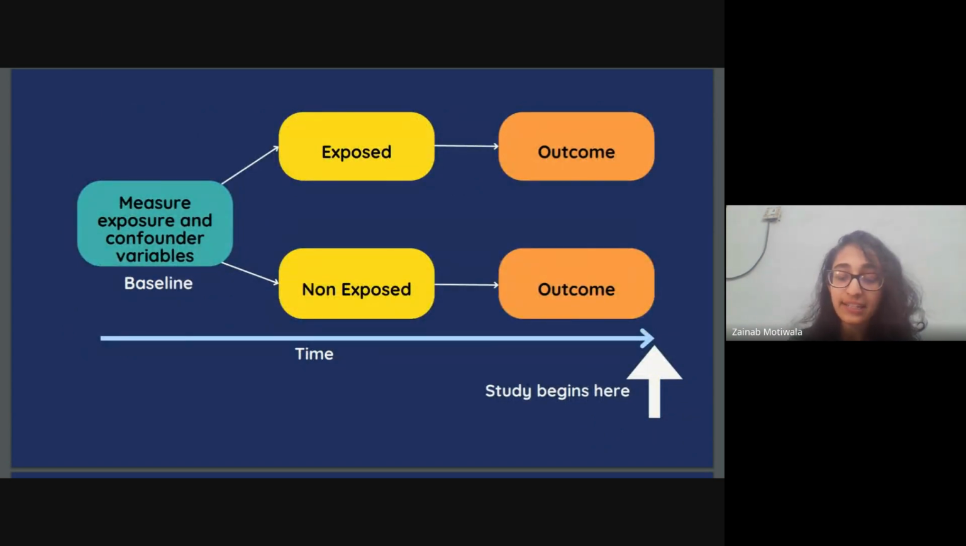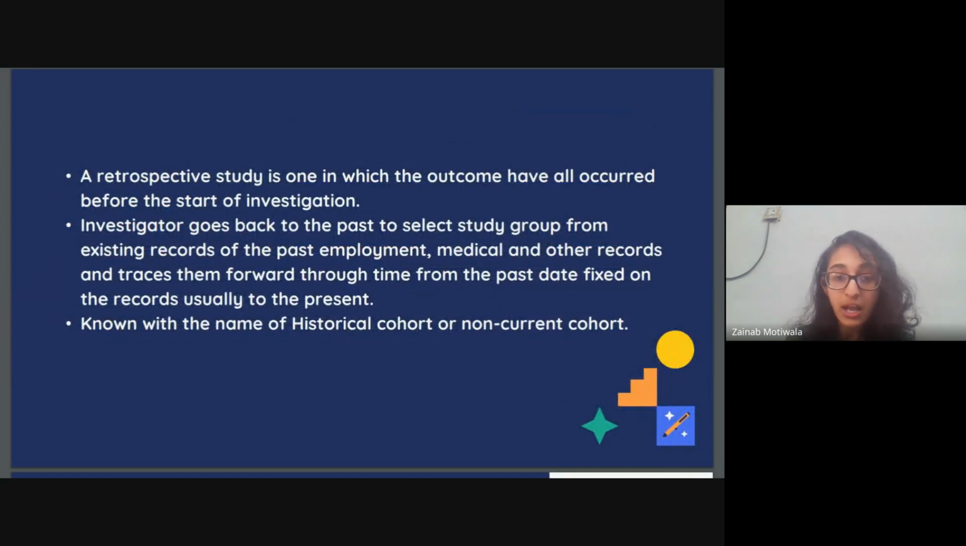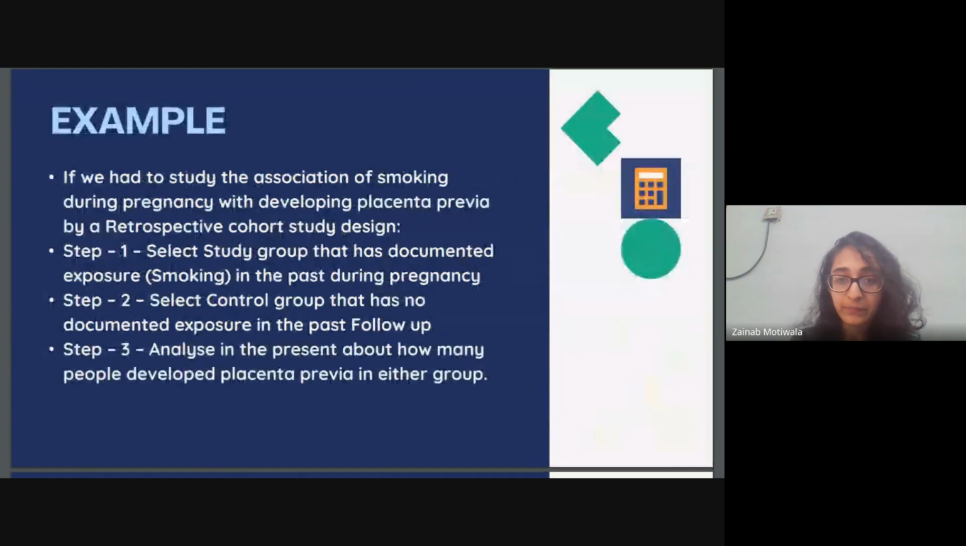As you all can see, the study begins where the arrow begins and the outcomes have almost already come. But we go back in time and do not start from outcomes. We start from two groups, exposed versus non-exposed, and then we check what their outcomes were. This is primarily better because we do not have to follow up these patients. We already have the data available in the form of existing records, past employment, medical records, etc. As I mentioned, the outcome has already occurred before the start of the investigation.